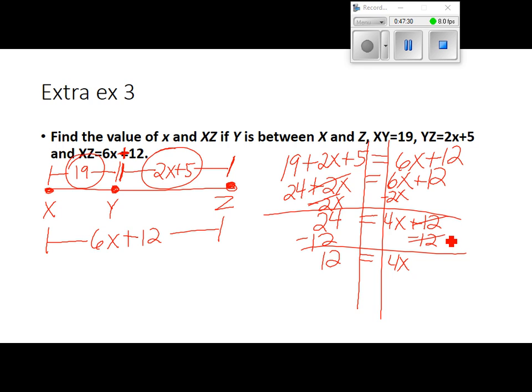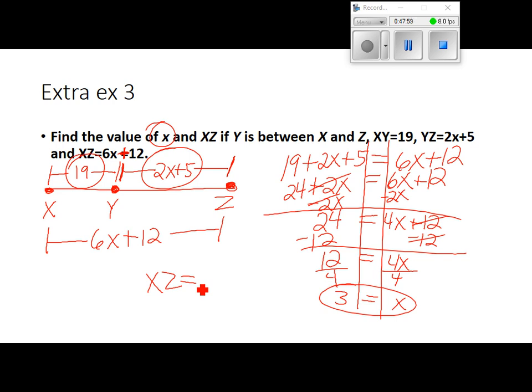Those cancel out. What's the last step? Divide by 4. What's x equal? Is that our answer? No. What did they ask us to find? The value of x, so we got half our answer. And they also ask us to find the length of segment XZ. Where's XZ at? It's the full length of the line. It's the whole thing here.